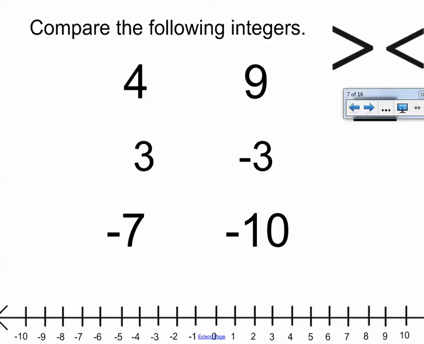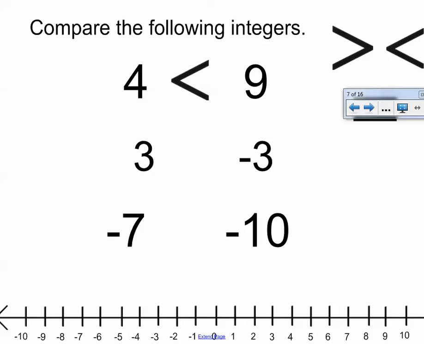Is it better to have 4 or 9 of something? Well, if it's something you like, 9 is the bigger number, so that's what you're going to want. So again, on my number line, 4 is farther to the left, so that would be my smaller number. So I'd put that 4 is less than 9. Please write that down in your notes packet. You should have this example written down.